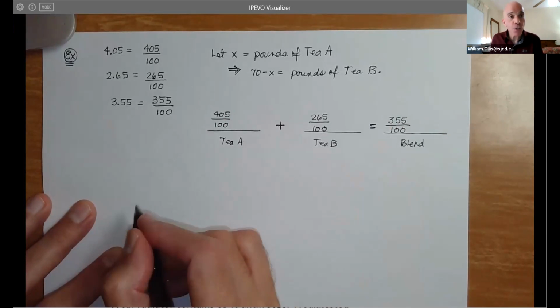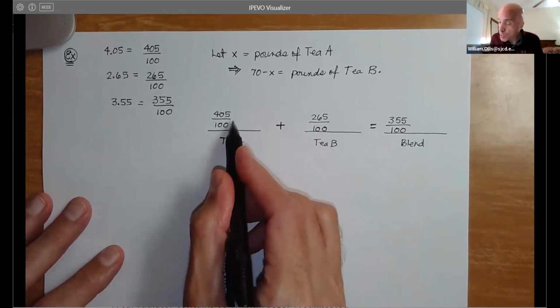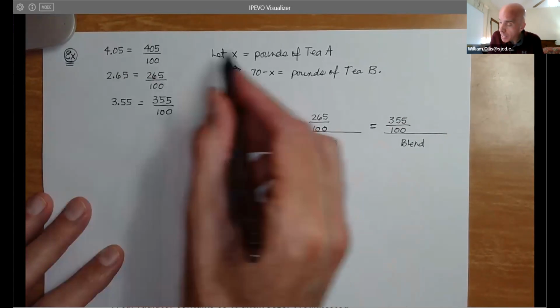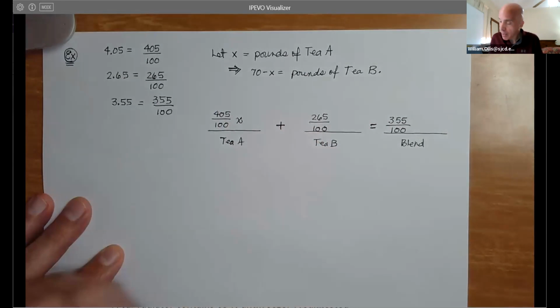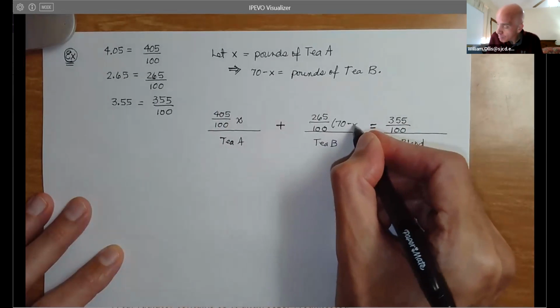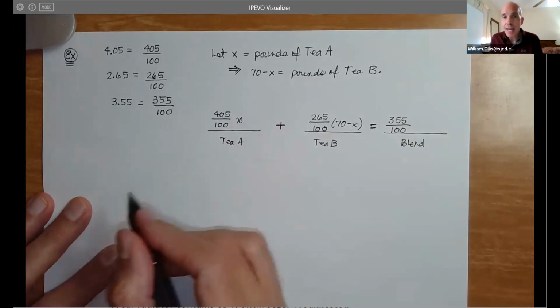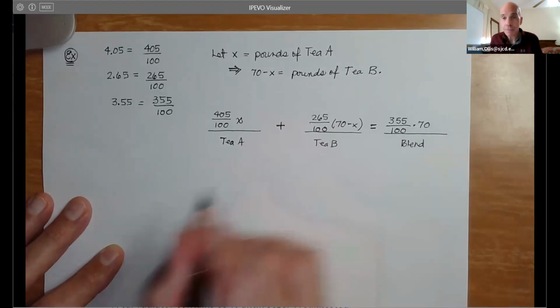Now let's just see here. What else do I need? Oh, now let's consider the amount of each. So here we have X pounds of A. We have 70 minus X pounds of B. And then of course we just have 70 of the blend.